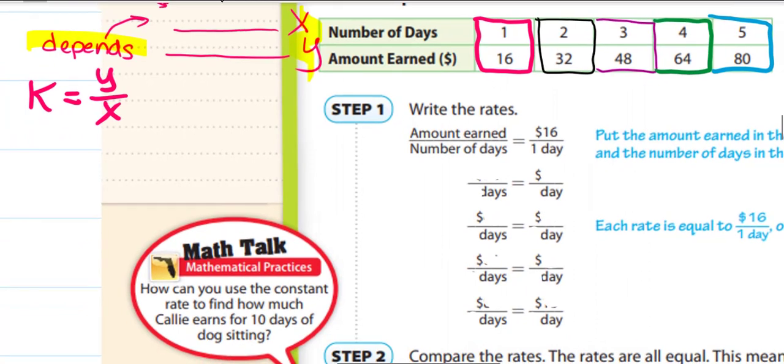So let's take a look at that. In this first example here, my y is 16. So I should have 16.